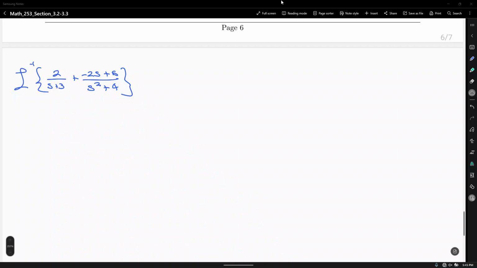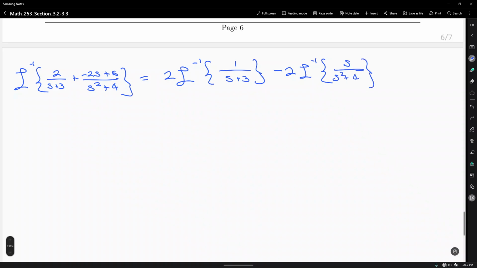So now let's find the inverse transform of this. Number one, we're going to use the linear property to take the inverse transform of 1 over s plus 3. And this second term, this fraction, I'm going to split into two fractions. That is minus 2 inverse transform of s over s squared plus 4, plus 6 times the inverse transform of 1 over s squared plus 4.